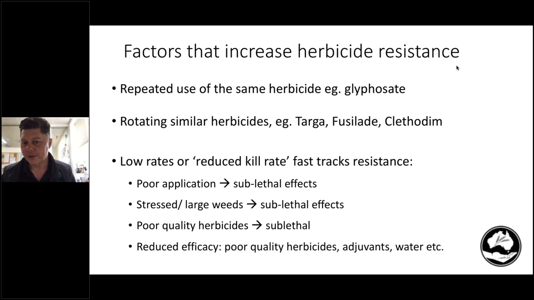Right, herbicides have different names. You've got Targa, you've got Fusilade, you've got clethodim. They are all what we call group A herbicides. They target the same enzyme, called ACCase. So if you're rotating between Targa and Fusilade, ryegrass doesn't see it like that. It sees it as exactly the same chemical. So you might be changing the name, but you're not changing the actual way that you're killing that ryegrass. So it will develop resistance to Targa and Fusilade.